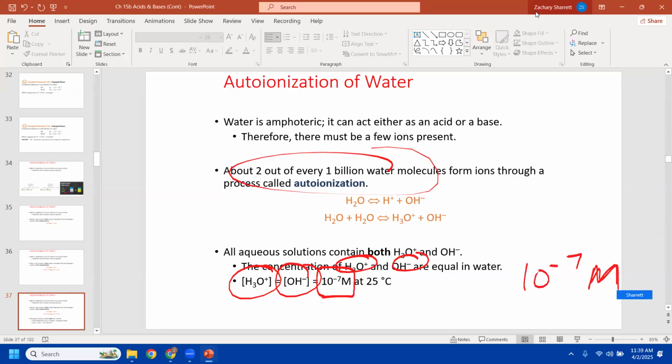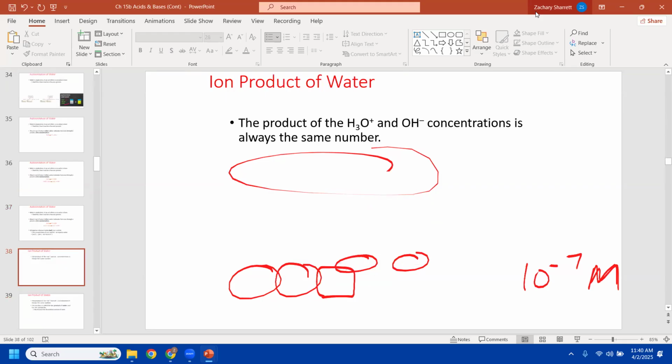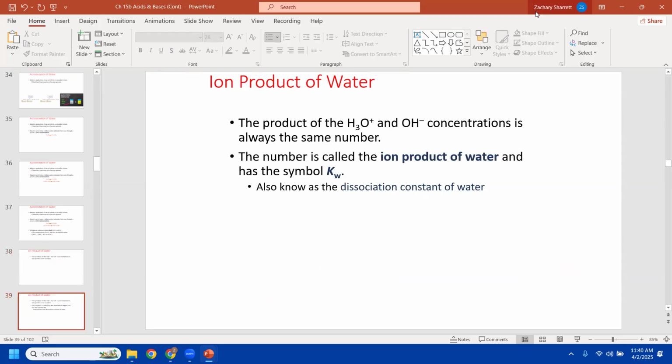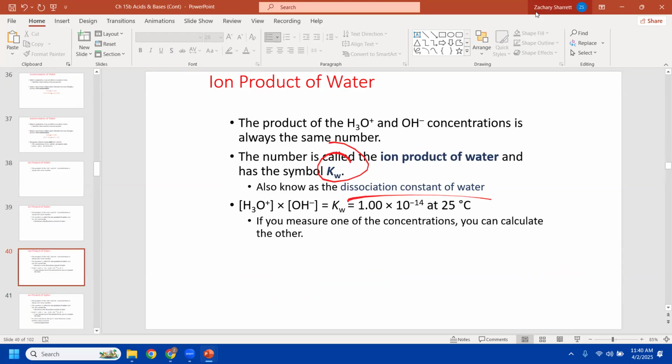Where does that number come from? Somebody did some math. Let's just believe it. What comes out of this? The product of the H3O plus and OH minus concentrations is always going to be the same number, based on equilibrium. So what this tells us is the ion product of water has a symbol of Kw, also known as the dissociation constant of water.